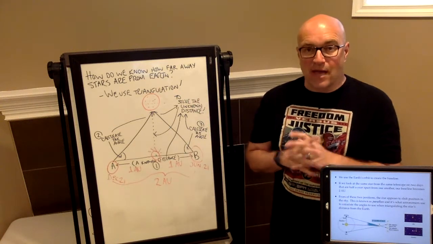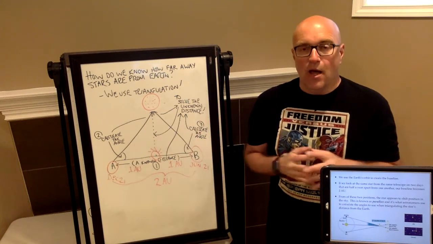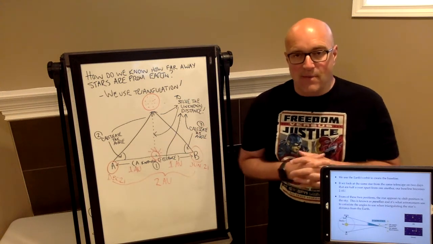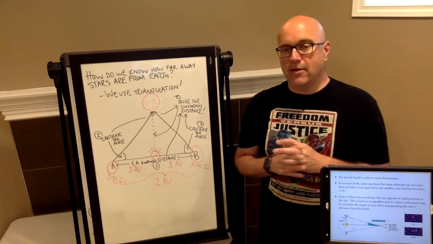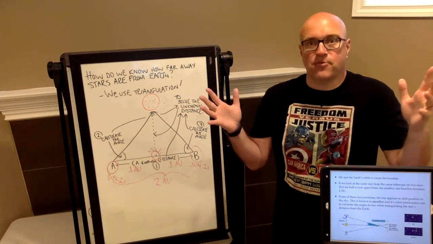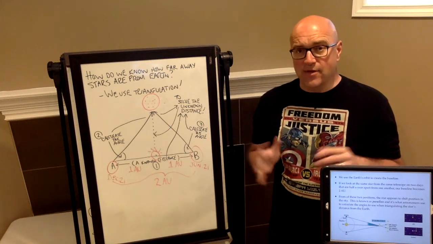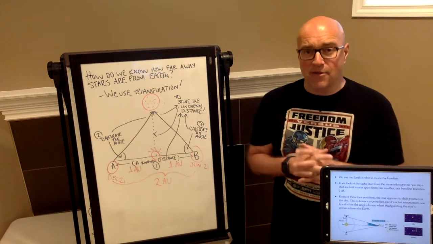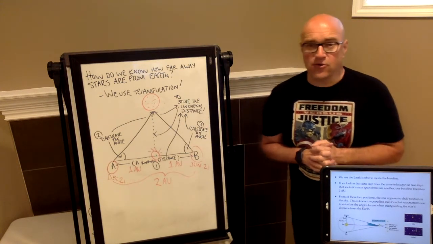But that's essentially how we can calculate the distances of objects that we have no way to get to, at least not yet. I mean, maybe at some point in the future we can develop some kind of above light speed travel, warp speed. Although technically, according to Einstein, the speed of light, 300,000 kilometers per second, is the absolute fastest anything in the universe can go.